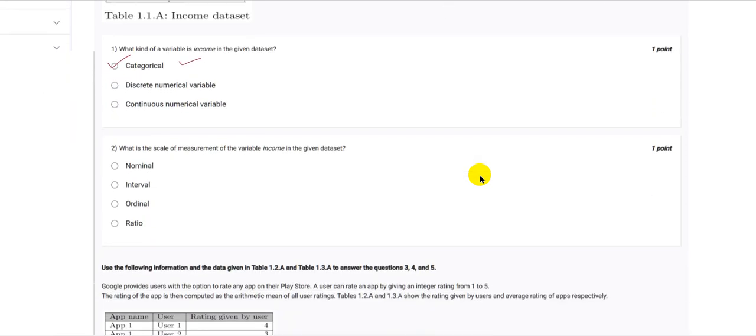What is the scale of measurement of the variable income in the given data set? That is nominal, interval, ordinal or ratio. Okay. What is nominal scale? It is a name category which identifies the characteristic of an observation, like a name, gender. This is our nominal category. Okay. Interval. What is interval? In interval we can perform addition and subtraction operations, and there is no absolute zero in the scale of measurement.